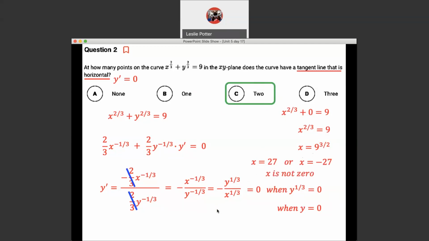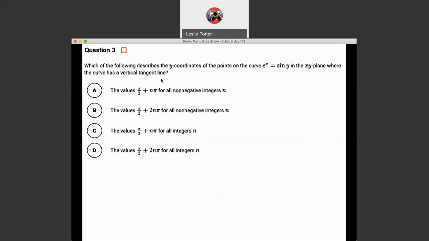Let's take a look at another example. Example 3: which of the following describes the y coordinates of the points on the curve e to the x equals sine y in the xy plane where the curve has a vertical tangent line? Now we're talking about where we have undefined slope or infinite slope.